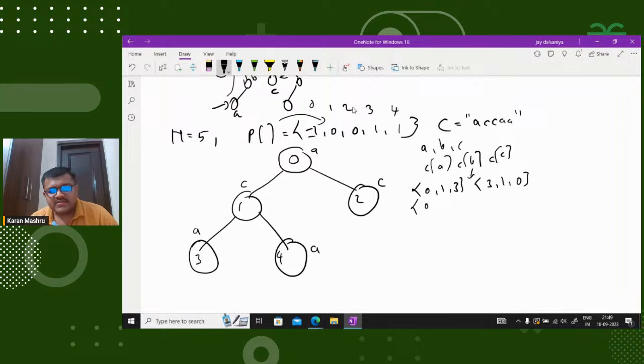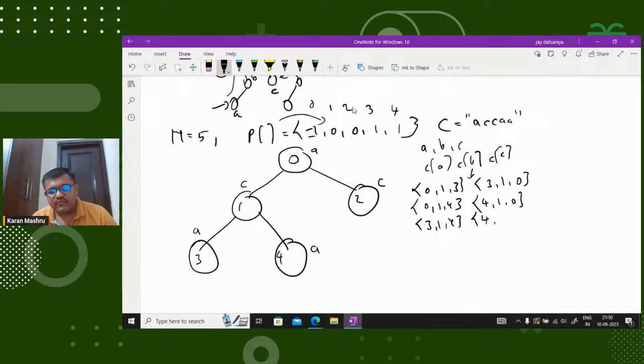Another would be 0, 1 and 4, because 1 is on the simple path between 0 and 4, and the 0th node and 4th node have the same character. So by default another would be 4, 1, 0. Then the third would be 3, 1, 4, because the third node and fourth node have the same character A, and 1 is on the path from 3 to 4, so it forms a palindrome.